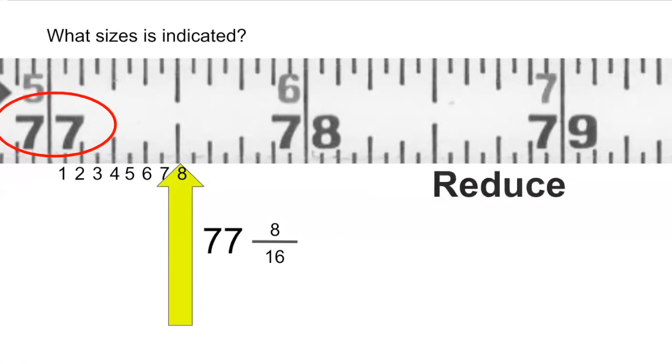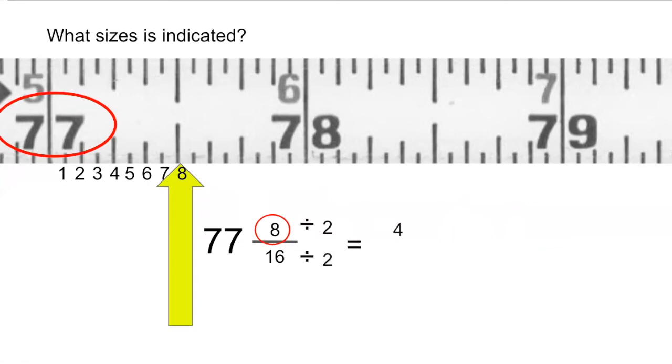Now, we need to reduce, right? So we're going to first look at that top number and ask ourselves, can 8 be divided by 2? And the answer is yes this time. So 8 divided by 2, you're going to get the answer of 4. And we're going to do to the bottom what we did to the top. We're going to get 16 divided by 2. And that answer is going to be 8.